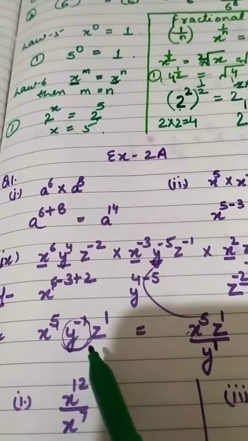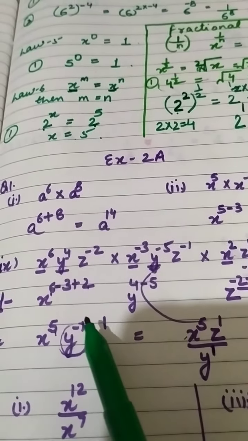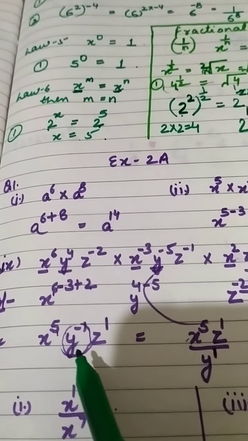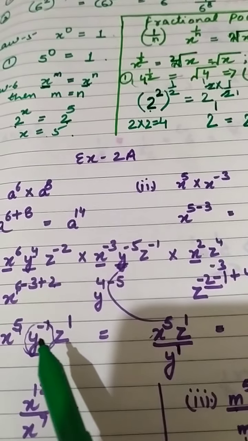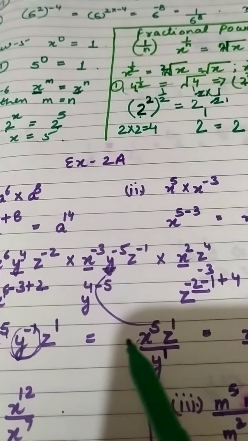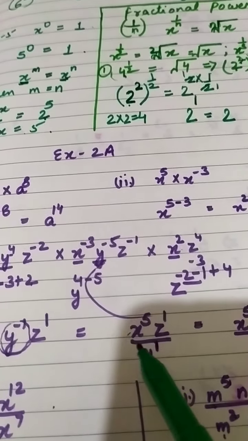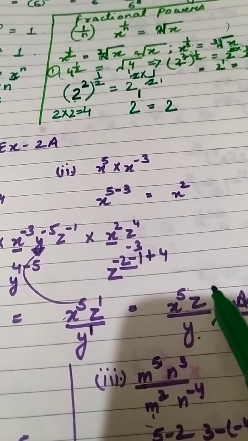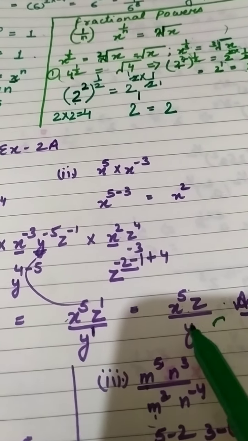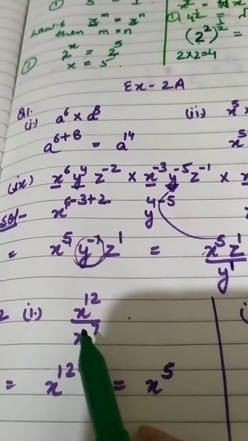So we got this. Children, I have told you before also that y has minus power. So if any number has a negative power, what we do? We take the reciprocal of that power. Then y will become the denominator. Then we get x raised to the power 5 z upon y. Got it? Now look at the second question.